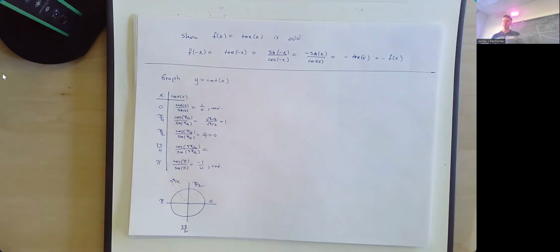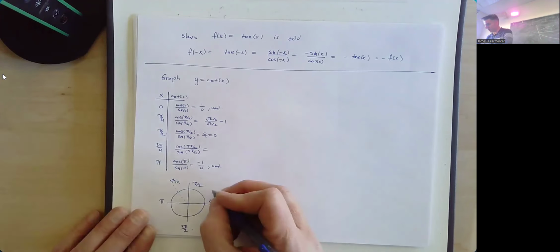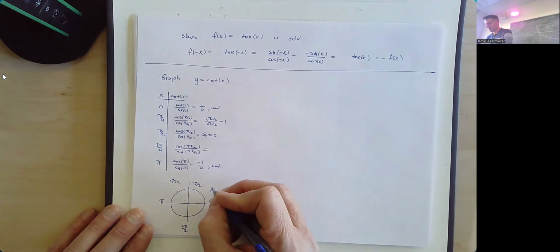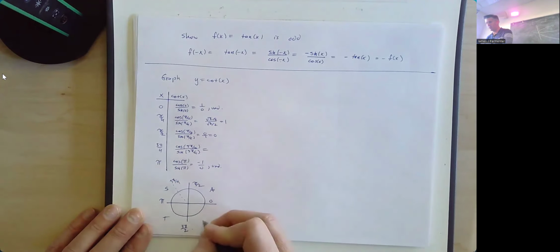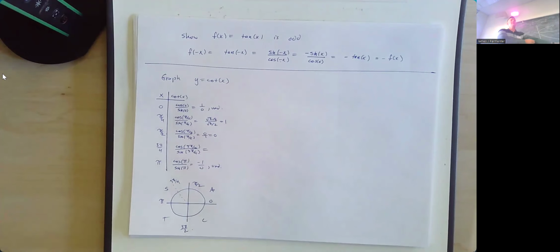Did you guys not know the mnemonic device? Do I get to say it? Say the fun one. All strippers take cash. All students take calculus, I mean. That's what we're supposed to say.